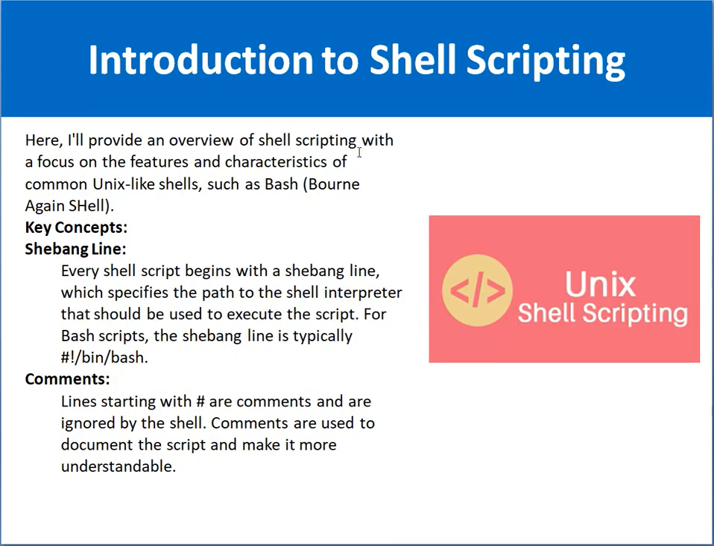Now if we talk in more detail about how it actually works, the characteristics of a common Unix shell like bash, okay, Bourne Again Shell, the key concepts include the shebang line. Shebang line means that every shell script begins with a shebang line which specifies the path to the shell interpreter that should be used to execute the script. For bash scripts, the shebang line is typically this: #!/bin/bash.